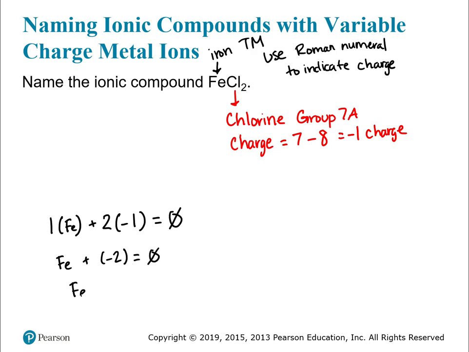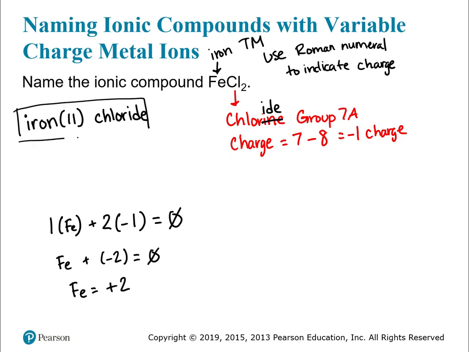So my iron must be 2+. Now I can write the whole name. Iron with a 2 in parentheses. We take chlorine, take the chlor, replace everything else with IDE. The name of this compound is iron 2 chloride.